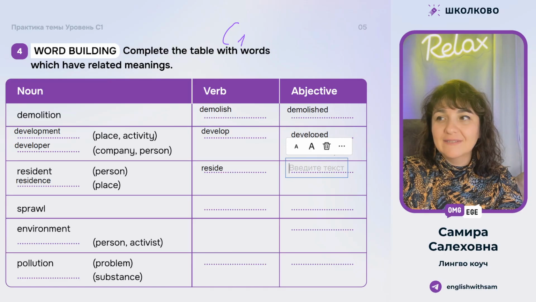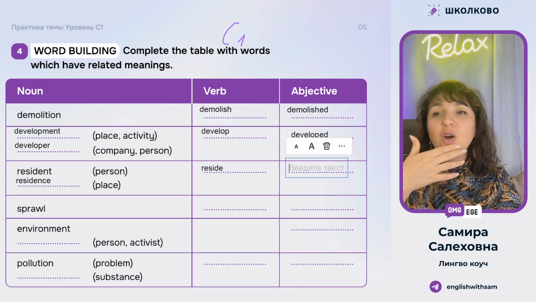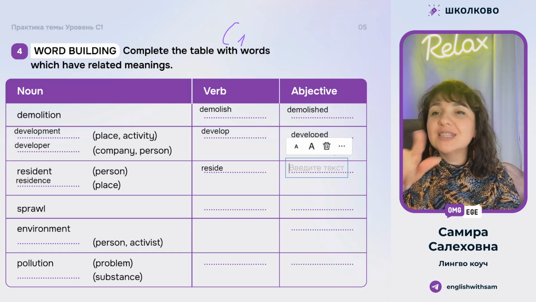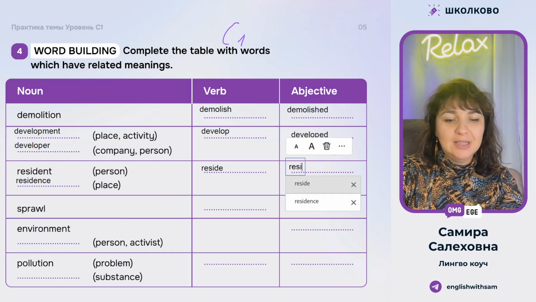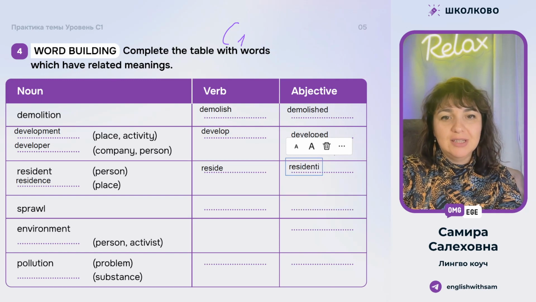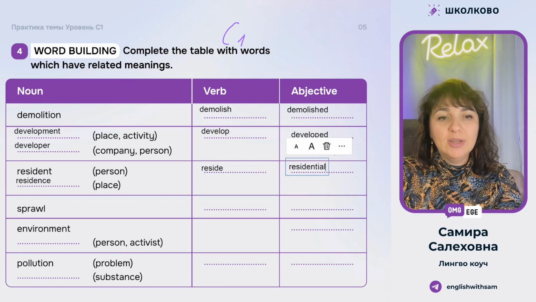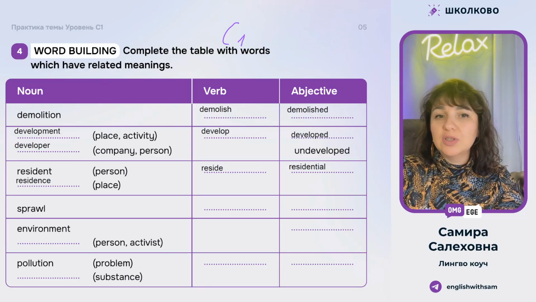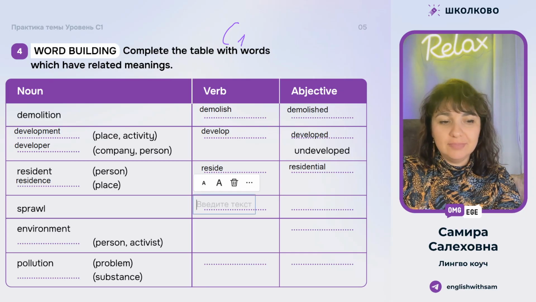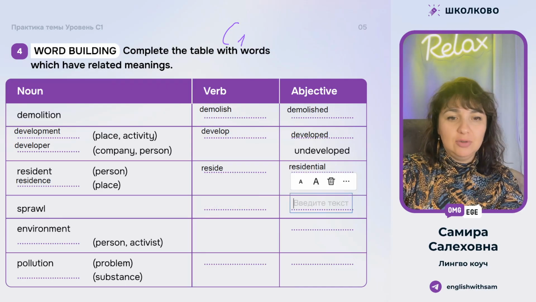Okay, and the adjective. I would use residential, right? Residential. Okay, so we have a sprawl as a noun. Then what about the verb and the adjective? All right. Okay, so we have actually used it. We've seen it today, right?